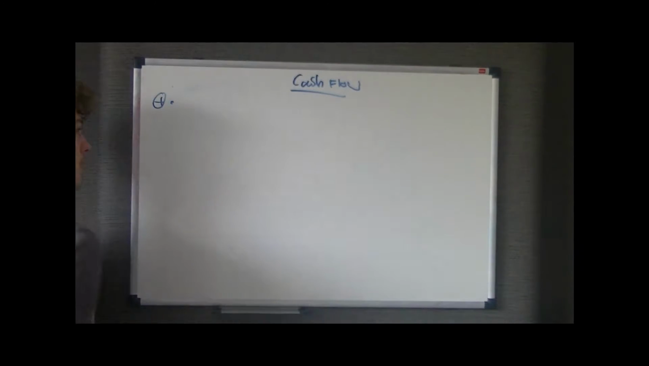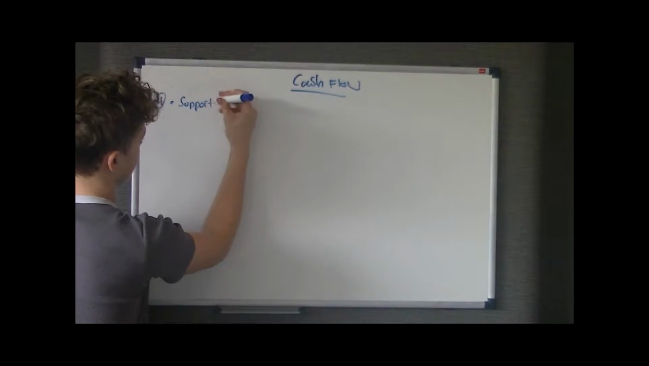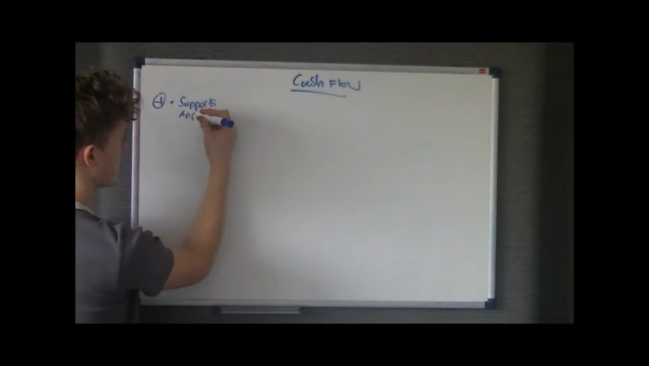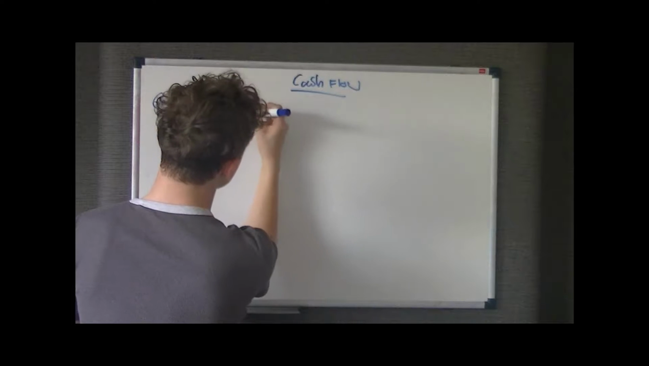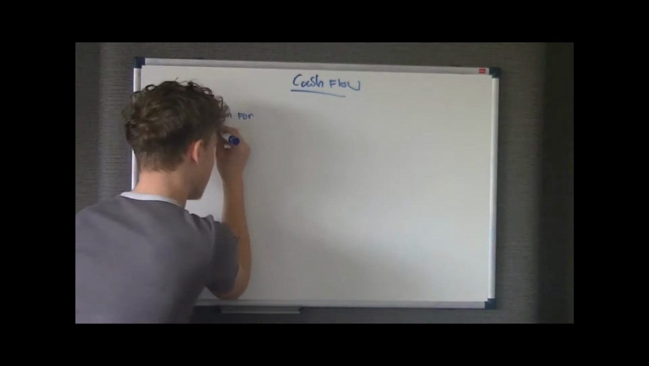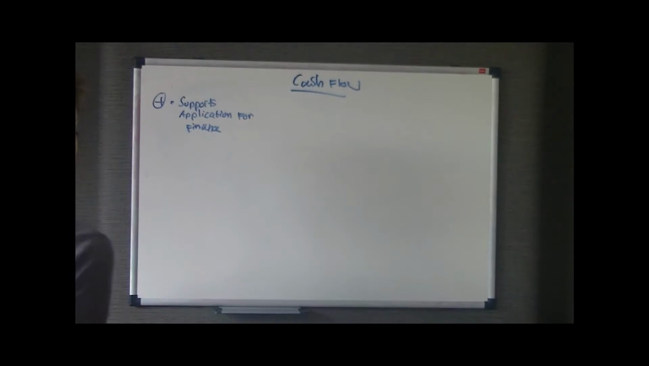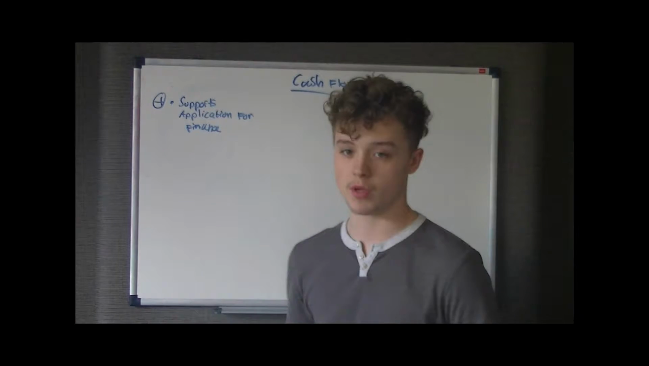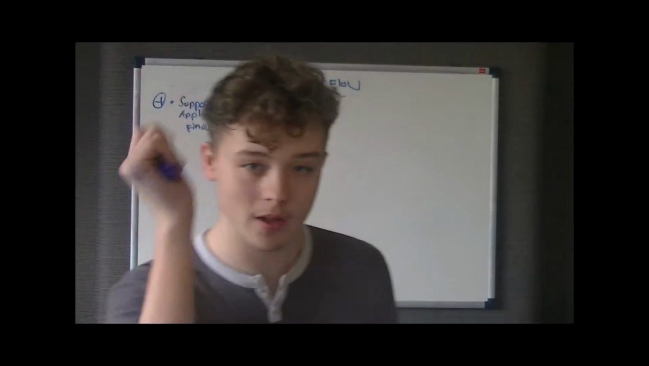So an advantage could be it supports application for finance. Now this could be from getting a bank loan, say for example. So if Jim wanted to go down and get a good old loan, he'd have to have a cash flow. A business would need a cash flow because an investor is not going to invest in any business. He wants to know how well that business is doing.